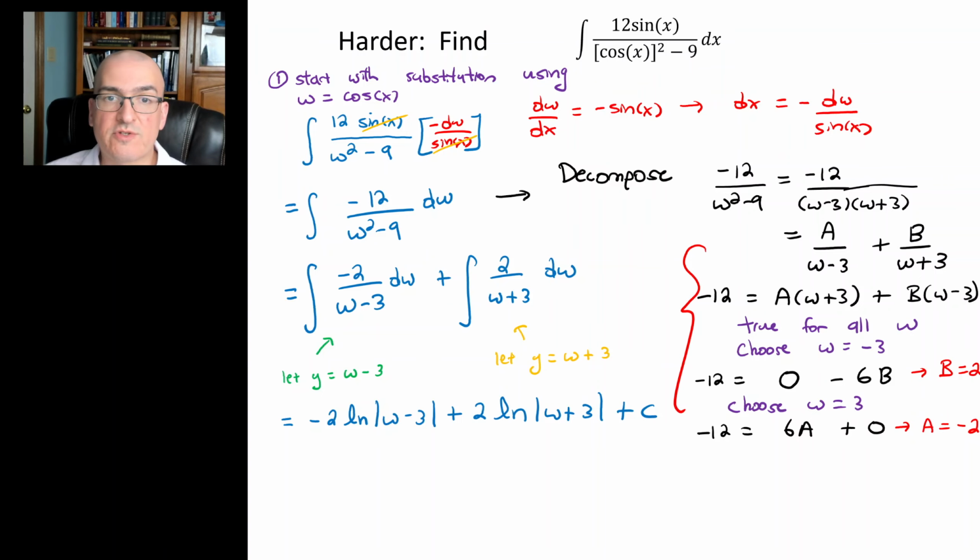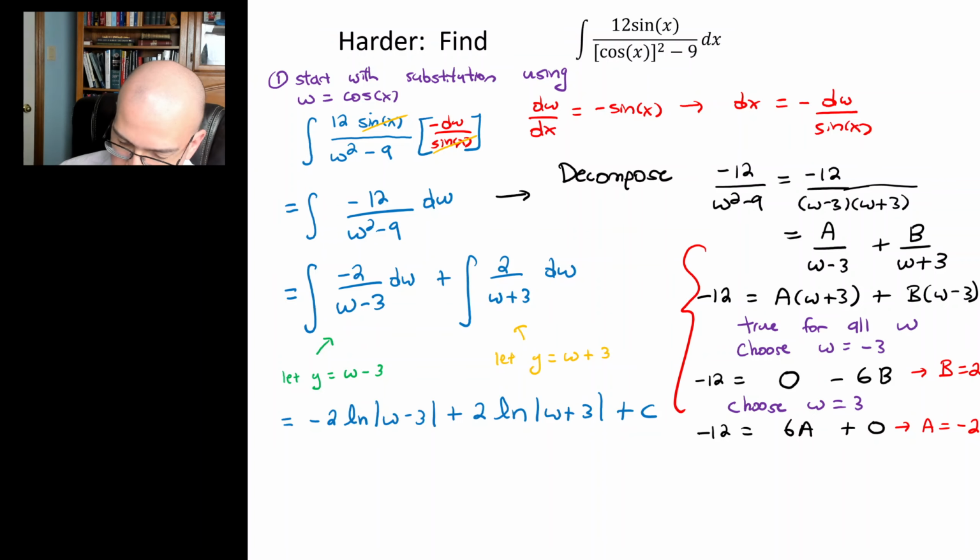Our original integral was in terms of x. We have to undo our big substitution. We have to go and replace all the w's with cosine of x. So negative 2 times ln absolute value of cos of x minus 3 plus 2 ln absolute value of cos of x plus 3 plus c.